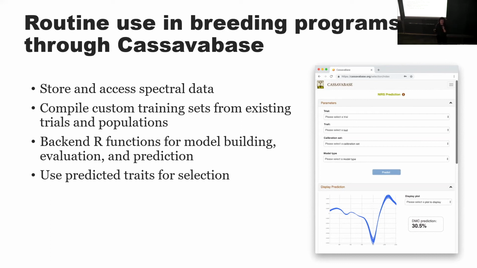So the functions that I've been writing and using for my own work, we're putting into Cassavabase for use by any breeder. And then they can build and evaluate their own models and use them for prediction. And then the predicted values can be used for selection in those selection indices that I've been talking about.